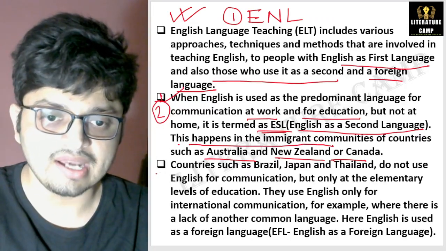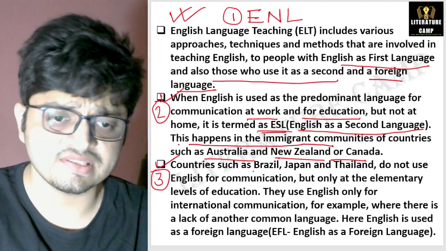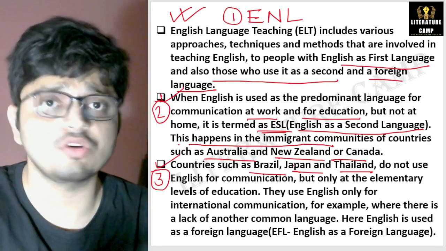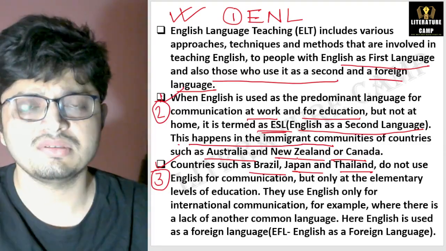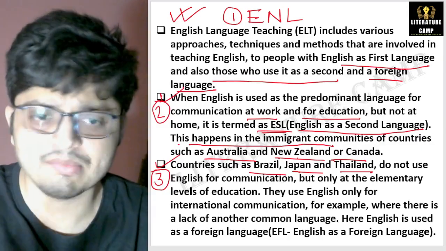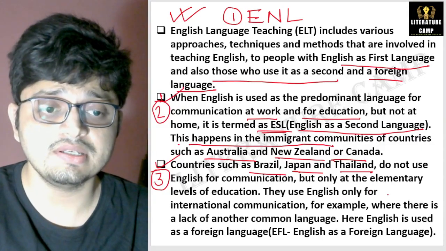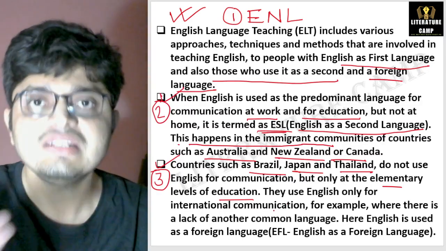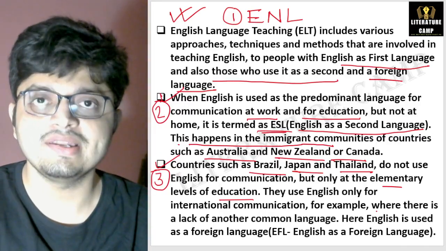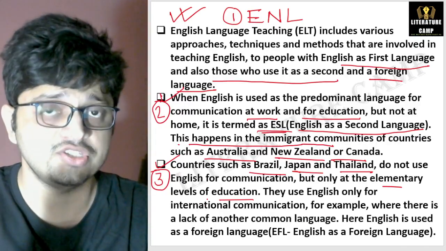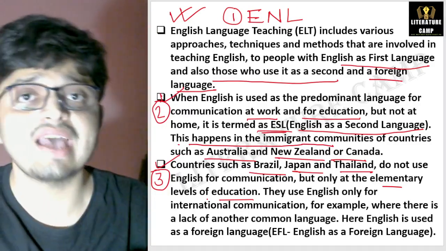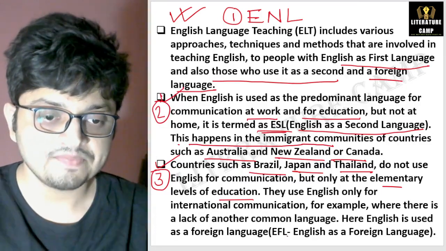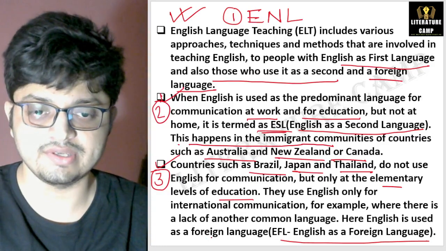So that is why it is termed as English as second language. This is category 2. The third category is this: countries such as Brazil, Japan, Thailand do not use English for communication. They barely use English for communication. They do not care about English, at least not at the elementary level of education. They use English for international communication. For example, when there is a lack of another common language, they use English as a foreign language. That is why it is termed as EFL, English as foreign language. So this is category 3.